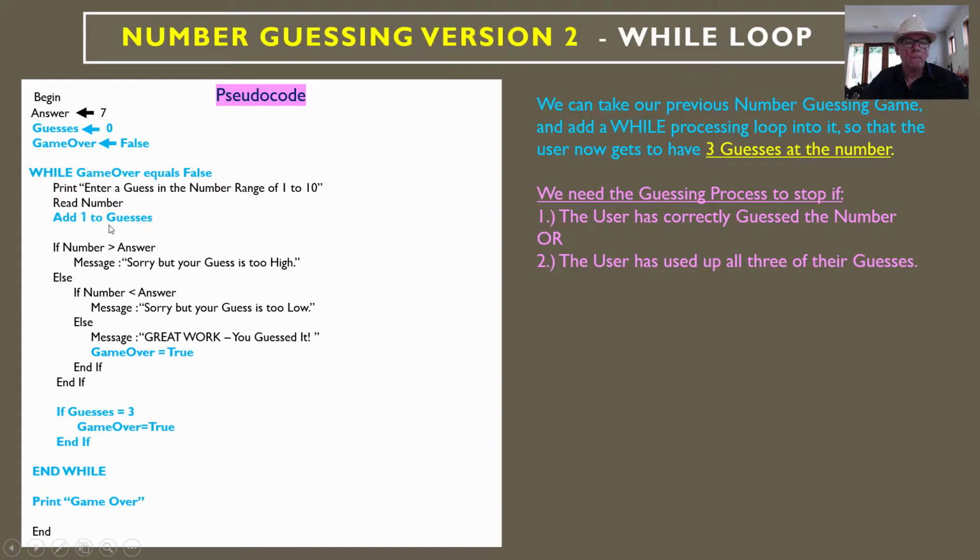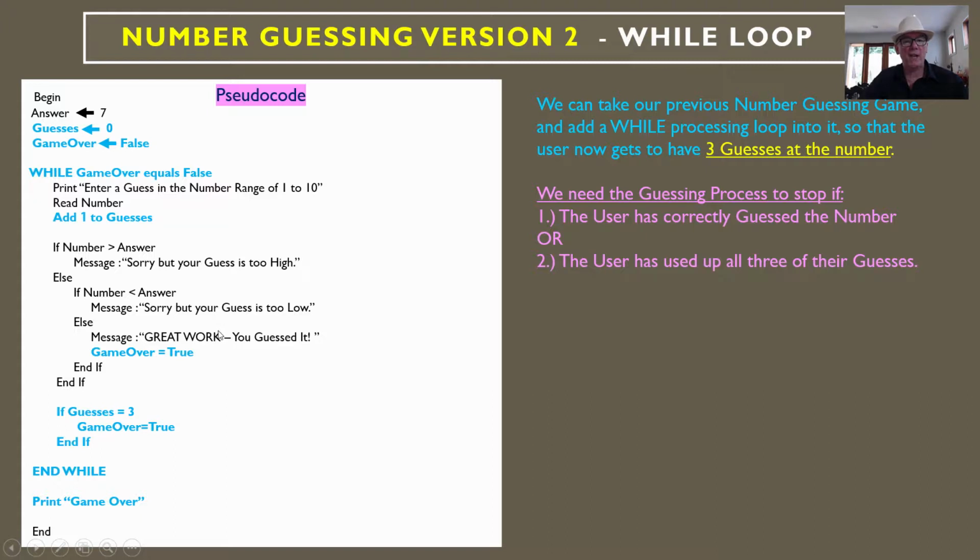Okay, so we're in the loop here. We say, ask them to enter their guess. We read that number in, so we stop and let them type in a number, and that's their first guess, so we add 1 to guesses. Then we check, is the guess too high, guess too low? If they've actually guessed it, that's great work.